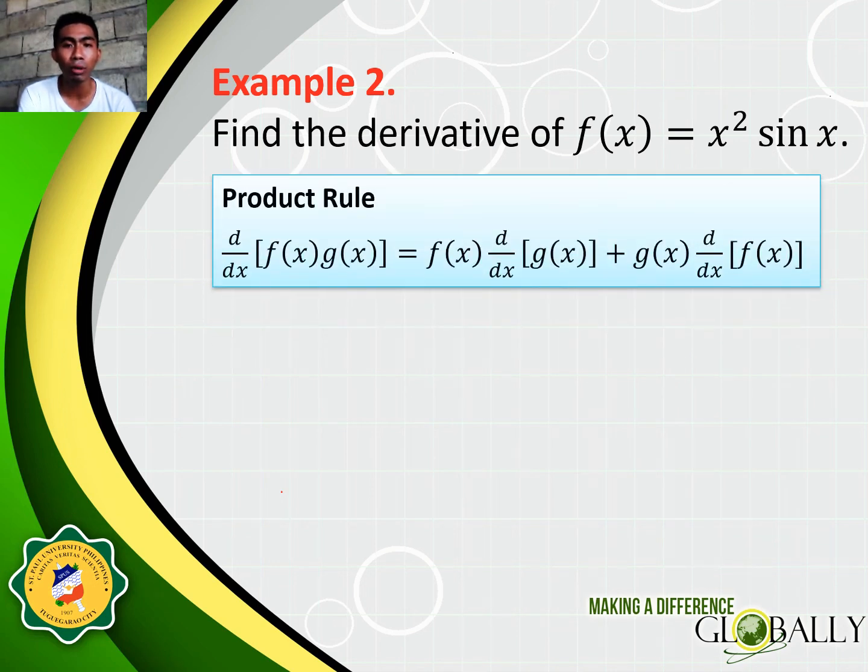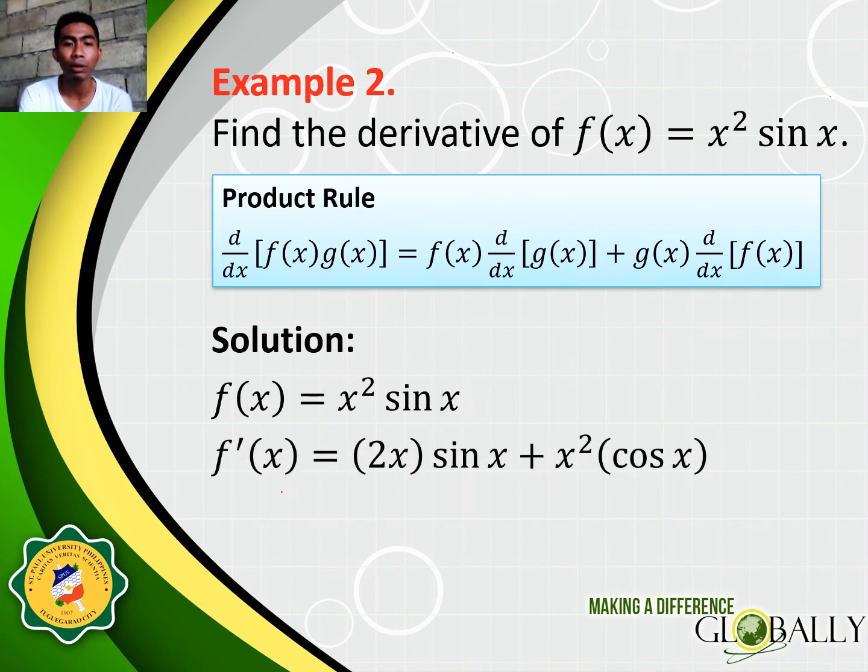So the product rule says that if f and g are both differentiable, then the derivative of f of x times g of x with respect to x is equal to the derivative of f of x times g of x plus the derivative of g of x times f of x. Here is the solution. Copy the given function f of x equals x squared sine x.